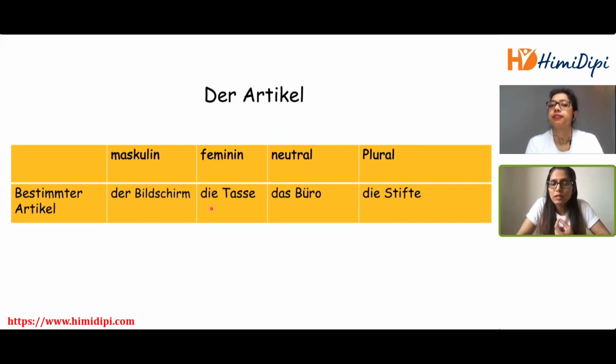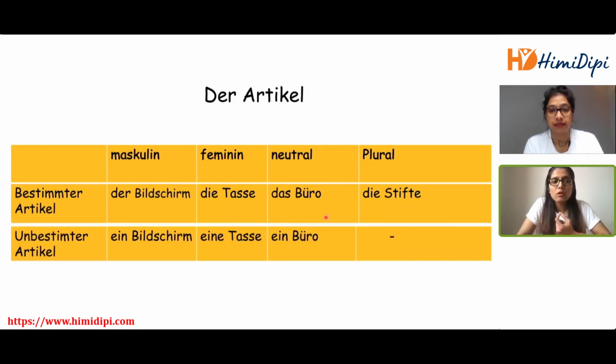Feminine nouns have the article die. Neutral nouns have the article das. So die Tasse is feminine, das Büro is neutral, and in plural, the article is always die. Here we have the example of die Stifte, the pens. Also, what is important here is that all nouns may have different genders and hence different articles, but the plural article for all of them is die. Die Stifte, die Büros, die Tassen, die Bildschirme. We'll see a list of the plural articles also.